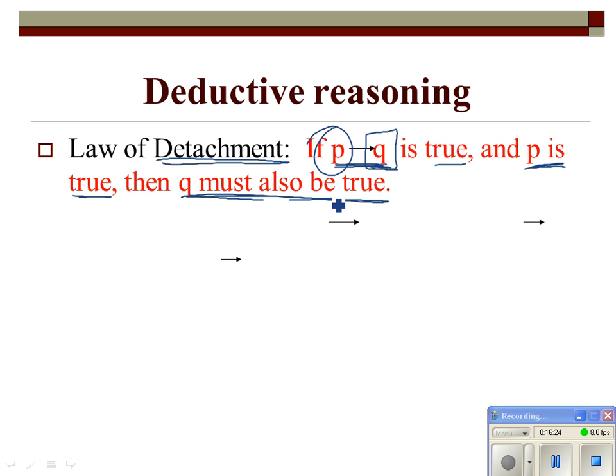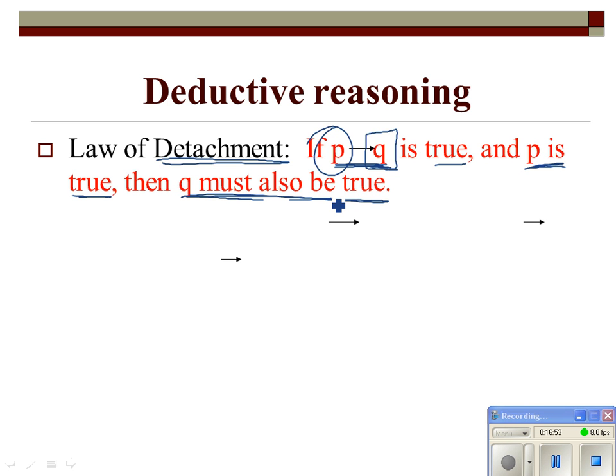So that's all you're doing is taking it apart. So if we know that P goes to Q is true, and then we know P all alone is true, then the second part has to be true all by itself also. So something like John is 20 and Joe is 35.